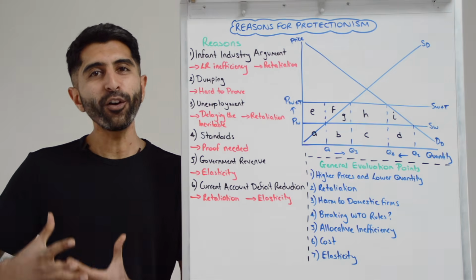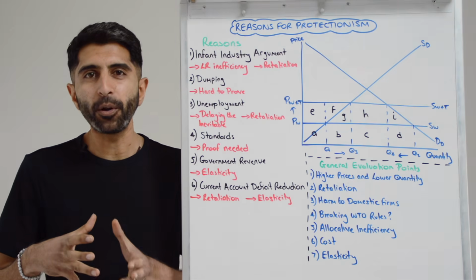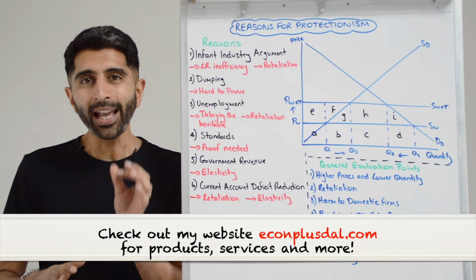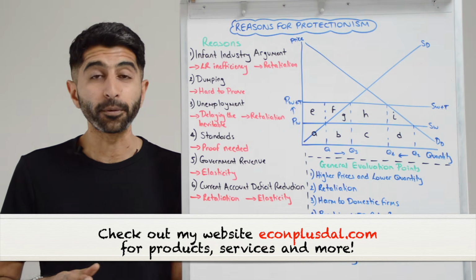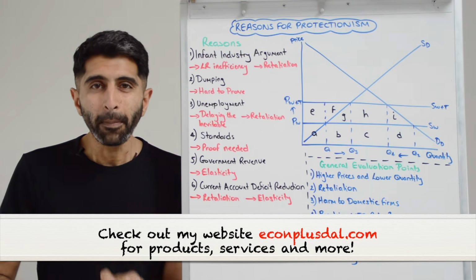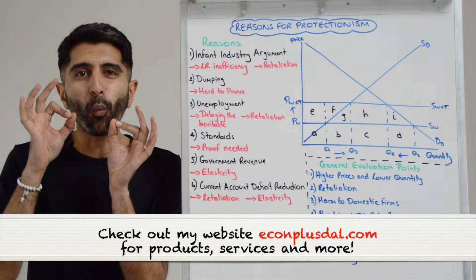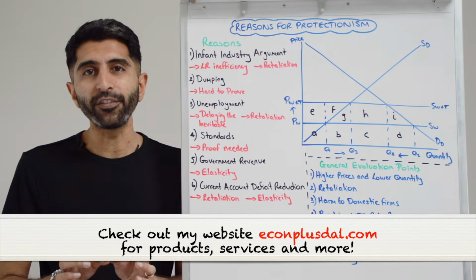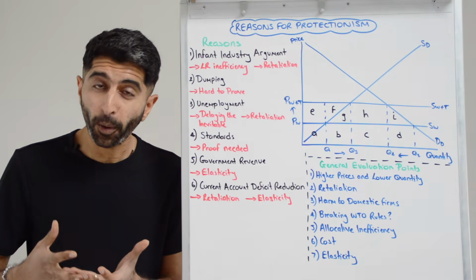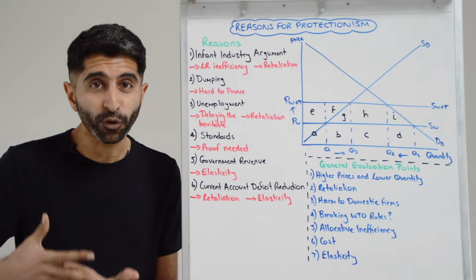Hi everybody, we know from my last video that protectionist policies are barriers to trade in order to protect domestic firms from foreign competition. But in this video, we want to target why. Why do domestic firms need protecting from foreign competition? What are the reasons for protectionism?